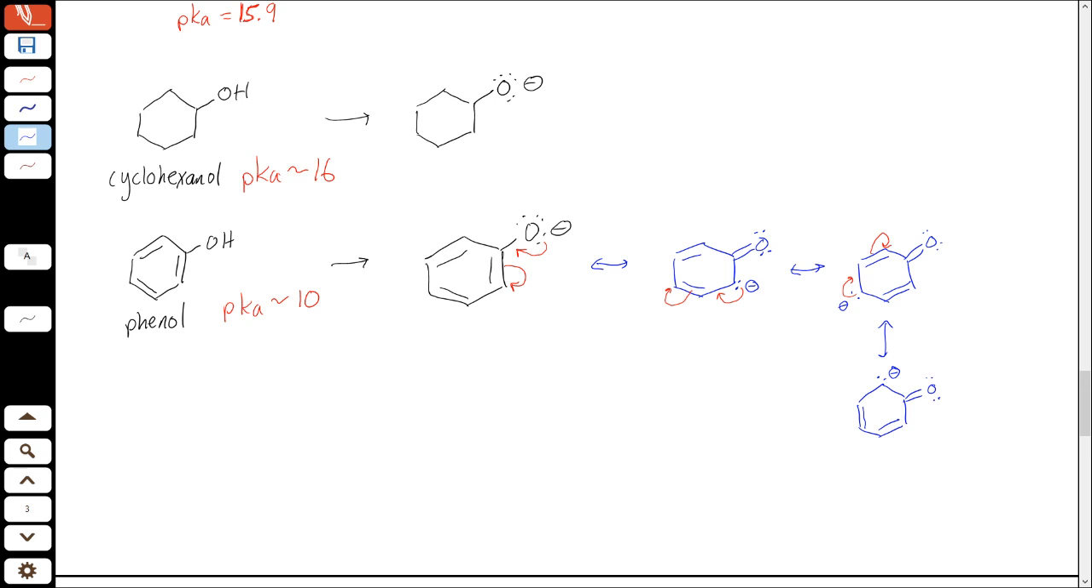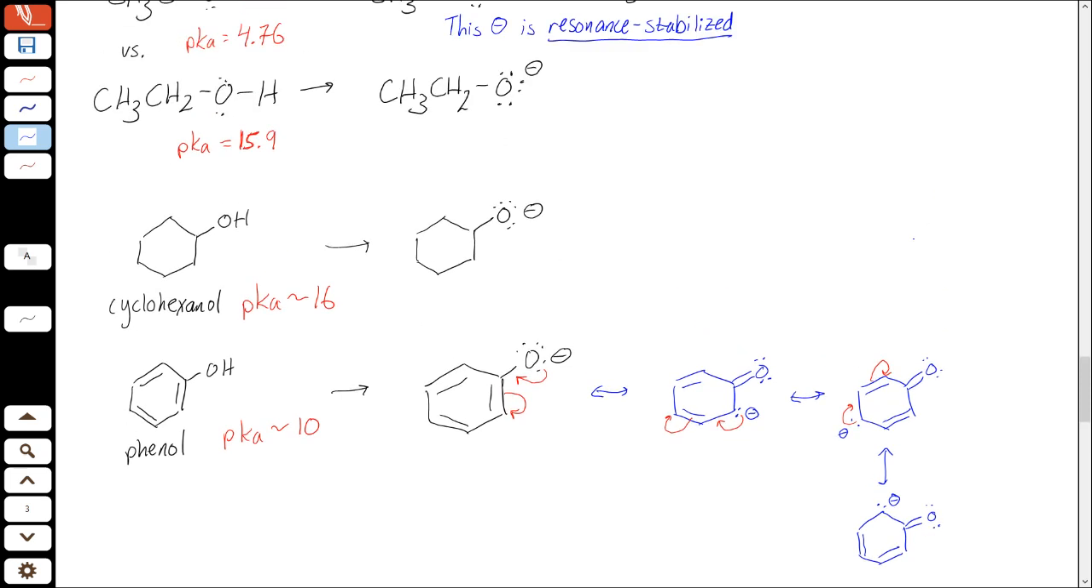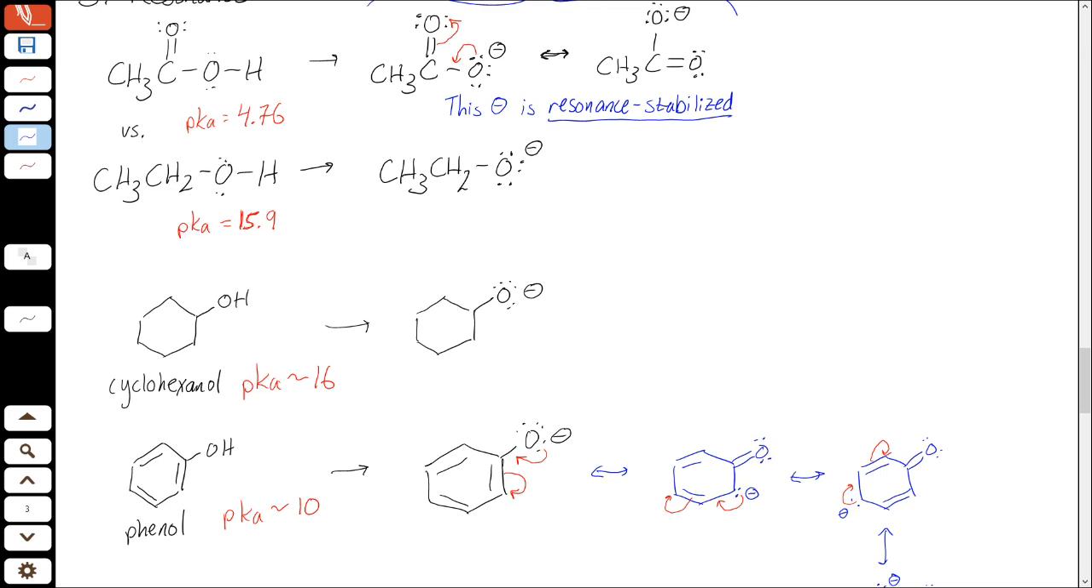It's brought in a little bit away from that oxygen and distributed around the ring with those carbons, and that makes that conjugate base a little bit more stable than it would be otherwise. Now look at the difference between that and acetic acid. Acetic acid had resonance too, but acetic acid's resonance was very, very stabilizing because we had two oxygens to share the negative charge between. Phenol's resonance is only a little bit stabilizing because we know that negative charges on carbon aren't really great. So that only contributes a little bit. But it's enough to make phenol more acidic than cyclohexanol because of that little bit of stabilization.